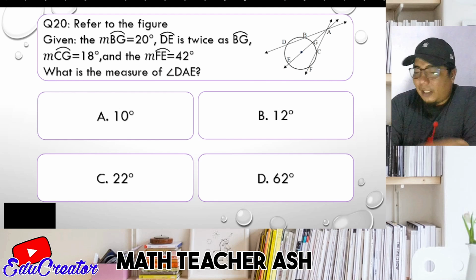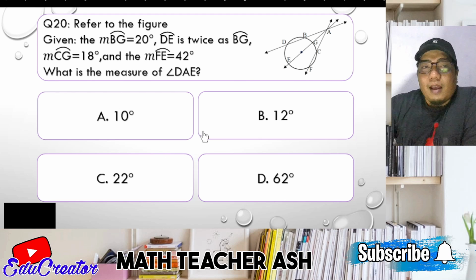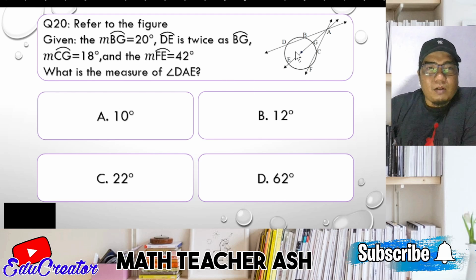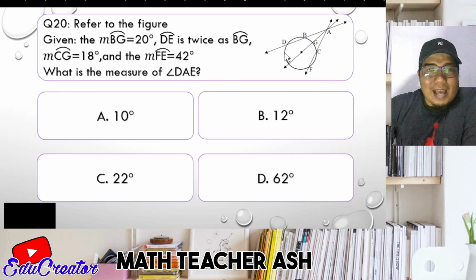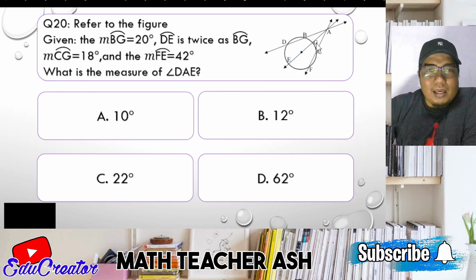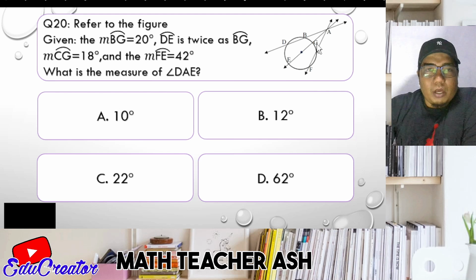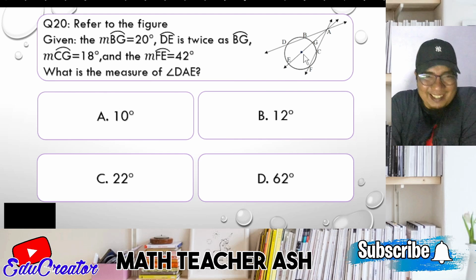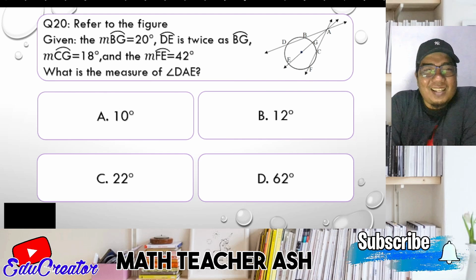Okay, math learners. Napakadali ng question na ito. Basically, hindi natin kailangang gamitin lahat. Okay? Kasi, ang tinatanong dito is, what is DAE? Angle DAE. Ito lang na part, oh. Okay? Ito lang na part. So, ito dito, itong binigay na CG at saka FE, walang gamit ito. Okay? So, pangdagdag. Okay. Now, paano natin ito i-consider?